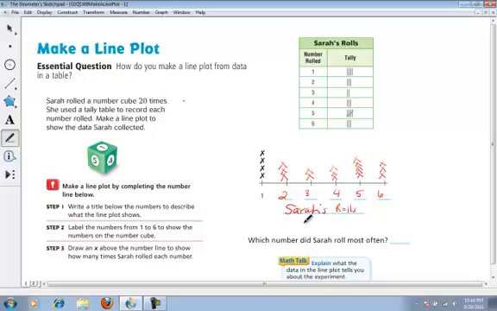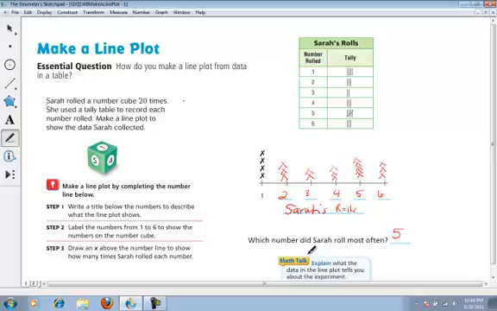So let's look here and see which number Sarah rolled most often. Well, remember when I told you I was trying to keep my X's the same size? I kind of squished them here for number 5. If I wouldn't have squished them and I would have spread them out the correct way, we would have seen that this line would have been taller than the rest, with 5 X's. So 5 is the number she rolled most often.